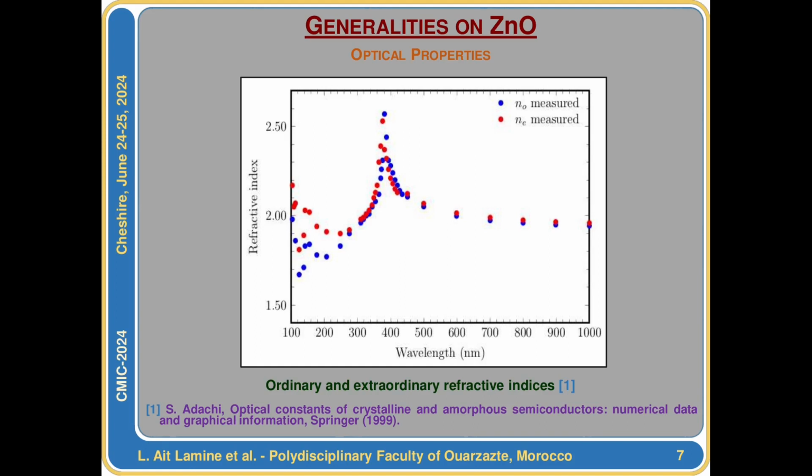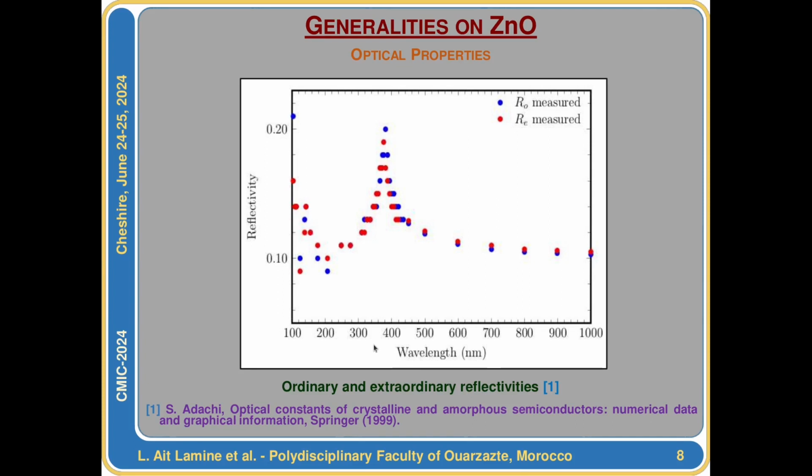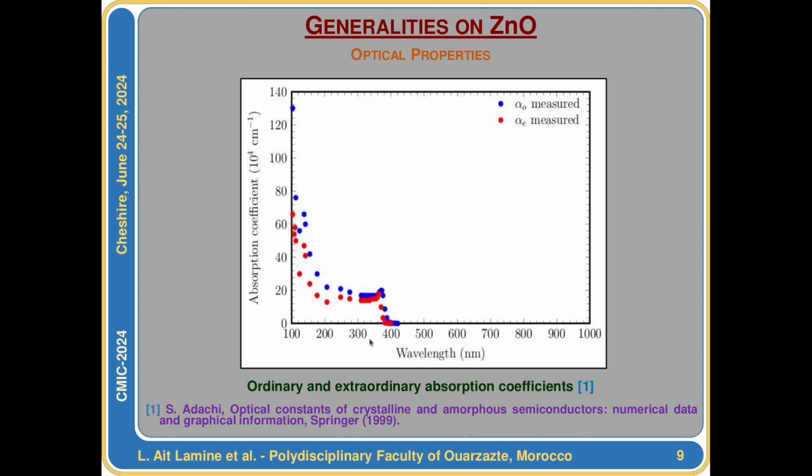For the optical properties of the wurtzite ZnO, here are the experimental ordinary and extraordinary refractive indices. They show that wurtzite ZnO has high refractive indices in the near ultraviolet region. And here are the reflectivities showing values ranging between almost 9 and 20%. And here we have the measured absorption coefficients. They show high absorption of ZnO in the UV region, which is the ultraviolet region. The purpose of this work, as has been mentioned, is to study these quantities theoretically.